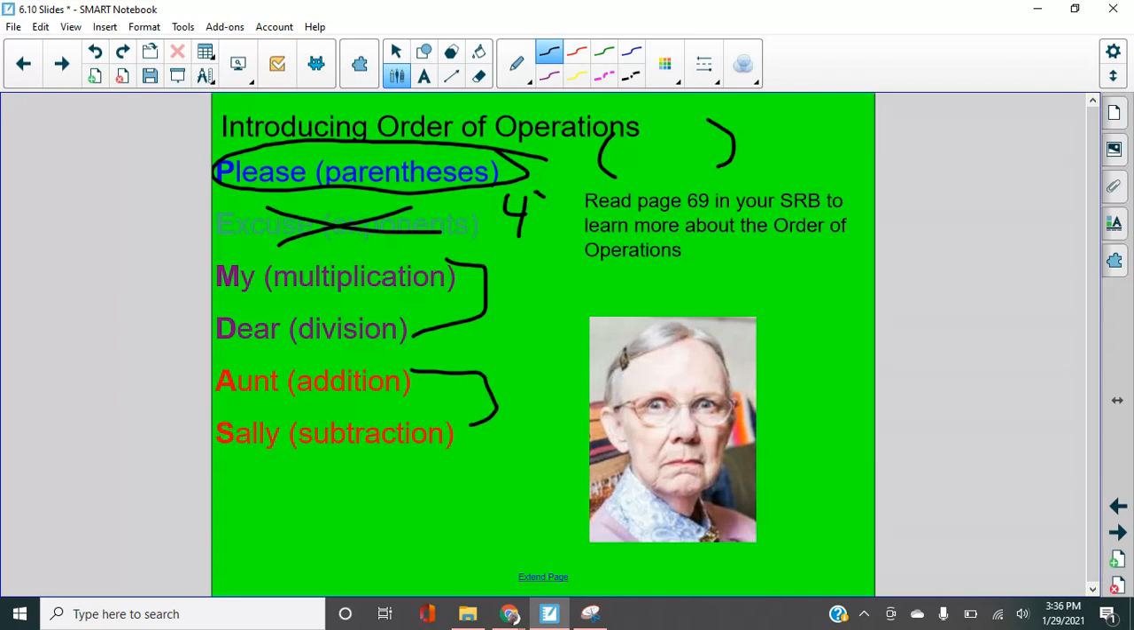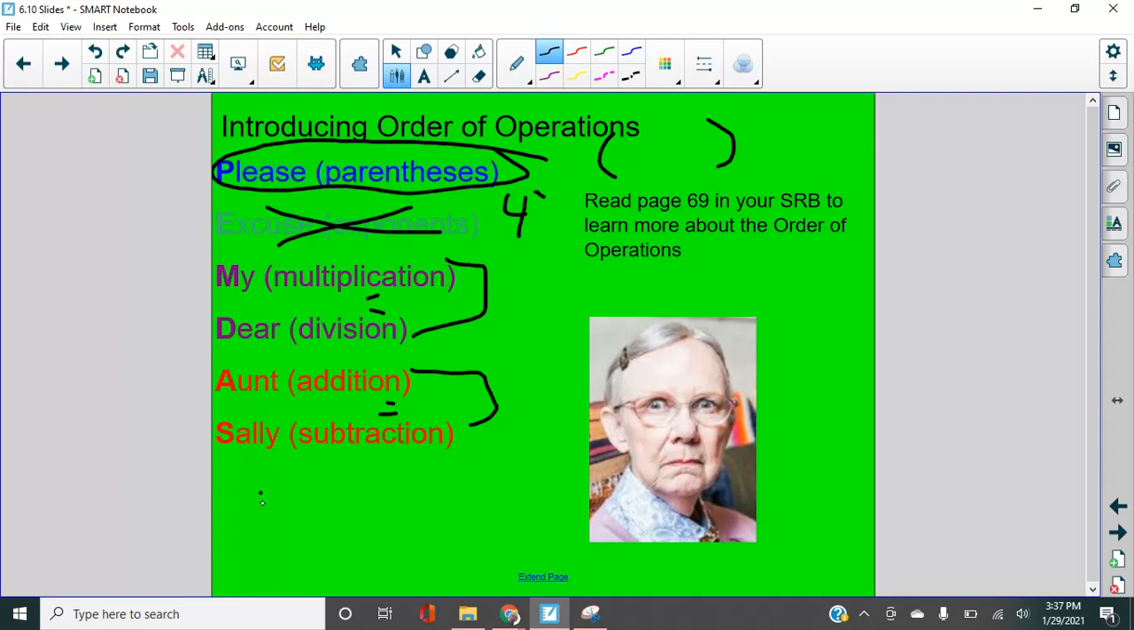And it doesn't mean you do adding then subtracting. These two are equal, just like these two are equal. Whichever one comes first, that's what you do. Okay, so dear Aunt Sally, please excuse. See how it is? PEMDAS.